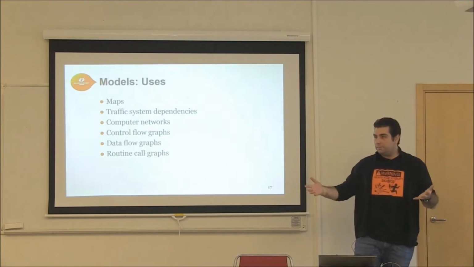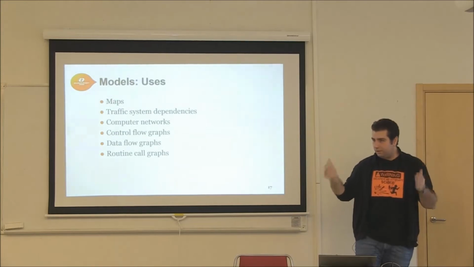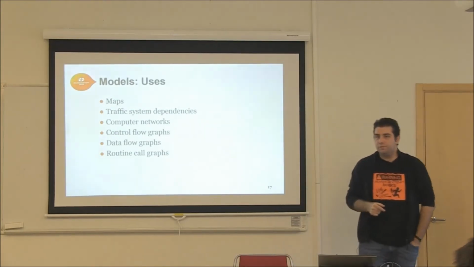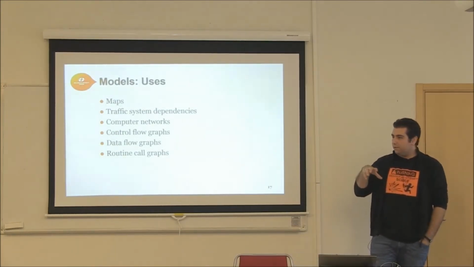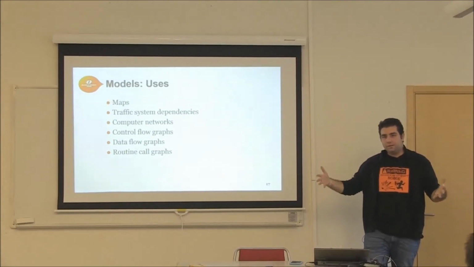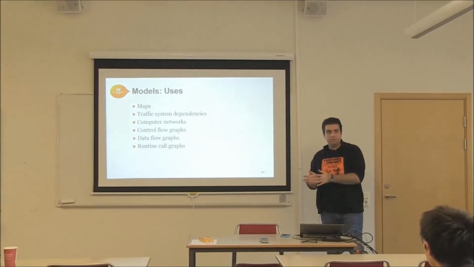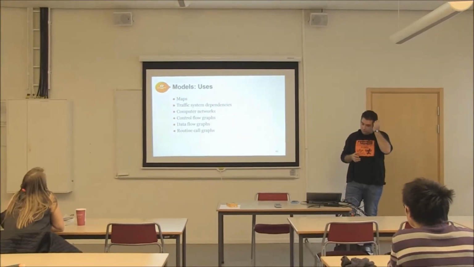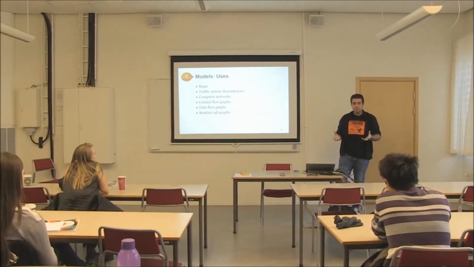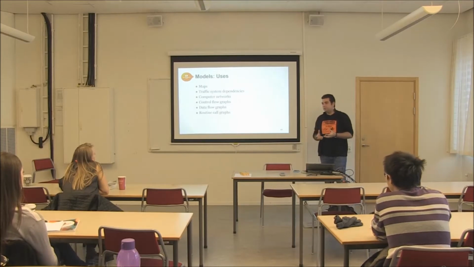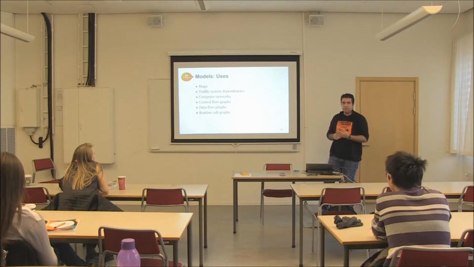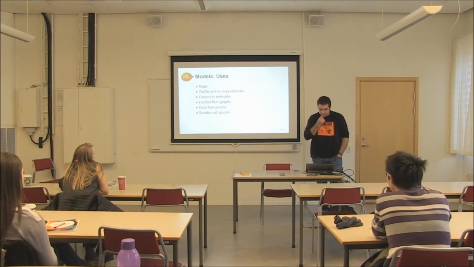So Google Maps uses a lot of models. They have a lot of model-driven engineering there in their development, where they don't have all the information about the map. So they actually try to abstract it a little bit to show it to you. Also, you have traffic system dependencies. There are a lot of models on how to regulate this. And computer networks, yeah. In computer networks, you can always have something like a model. And there are other examples, but I'll not go through them.